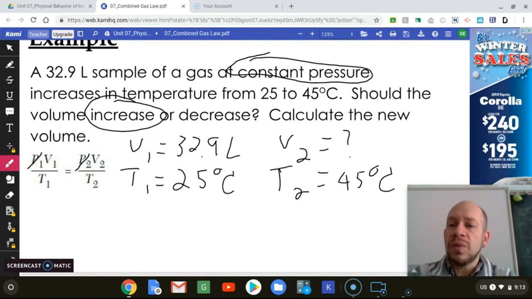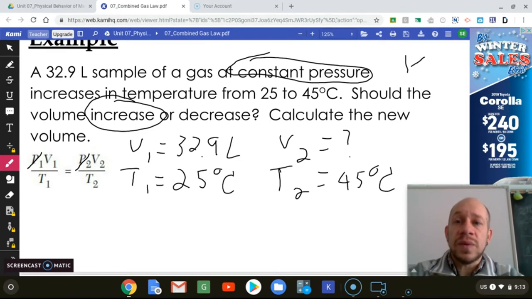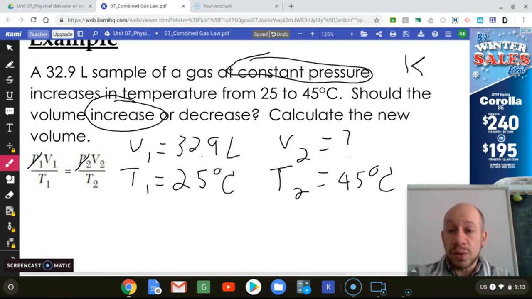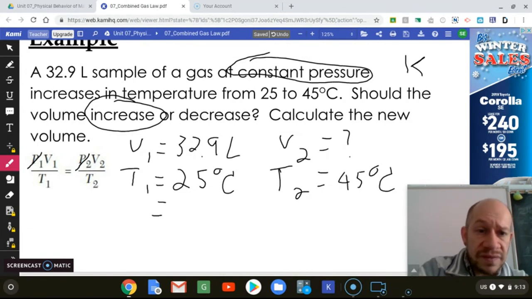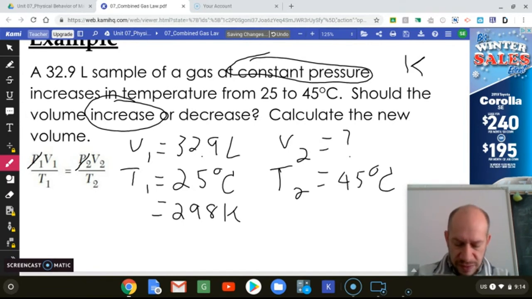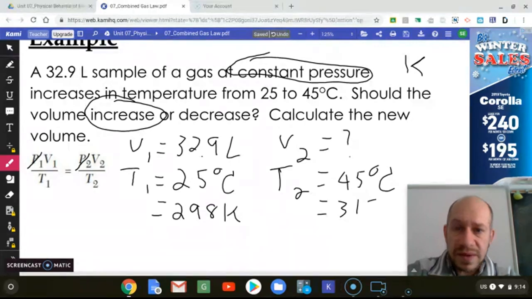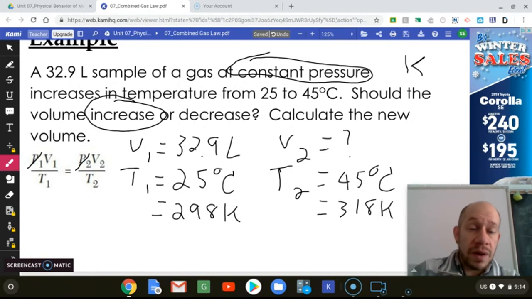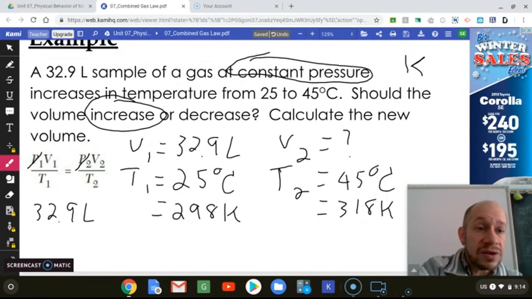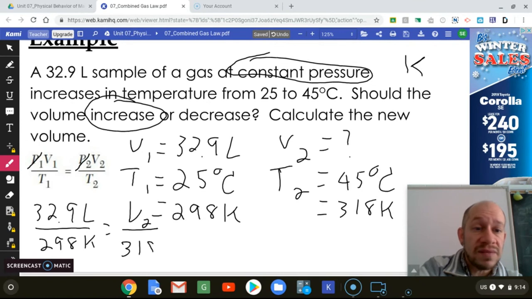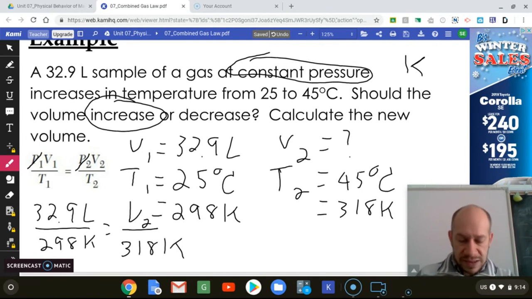Now recall, in order to do this, we must be in Kelvin. So we need to convert both of my Celsiuses to Kelvin. So I'm going to take 25 plus 273. So in Kelvin, this is 298 Kelvin. And then 45 plus 273 is equal to 318 Kelvin. Now, if I plug all those numbers into my formula, I'll have 32.9 liters divided by 298 Kelvin is equal to my final volume over 318 Kelvin. Sorry for the big mess. This is hard to write in.